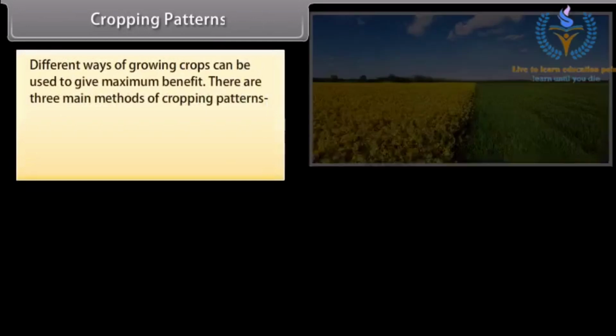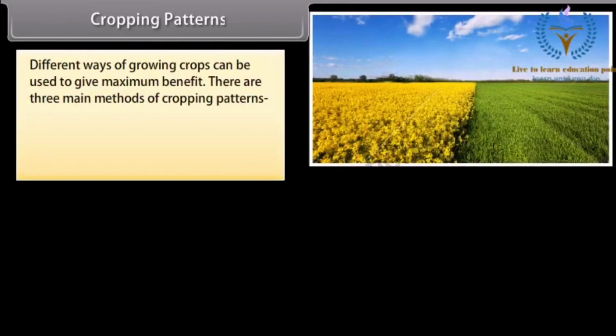Cropping patterns. Different ways of growing crops can be used to give maximum benefit. There are 3 main methods of cropping patterns: mixed cropping, intercropping, crop rotation.